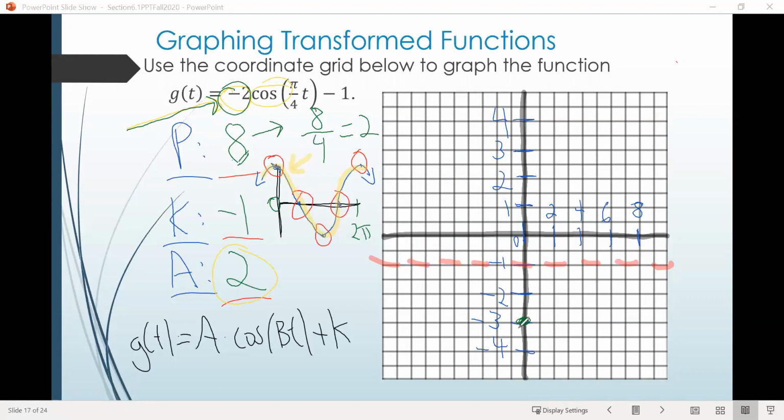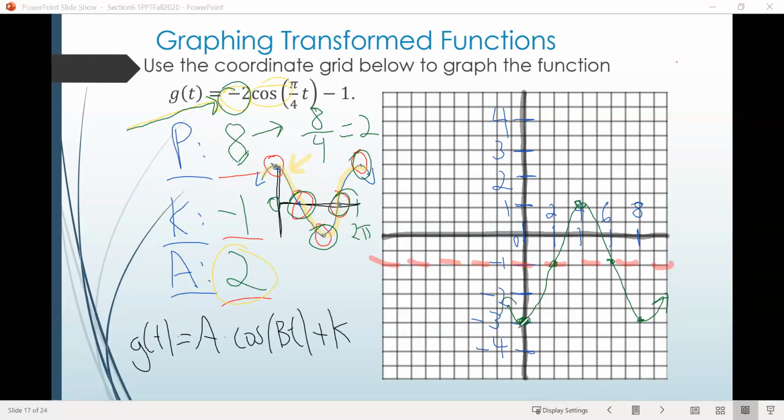And then again, I use that idea that after the initial point, there's 4 important points spaced out evenly. So the next one I see will be on the midline. So that's this one. And then we'll go 2 units up above the midline to correspond to this point. Back down to the midline, corresponding to this point. And then we'll go 2 units below the midline here to correspond to this point. And if I connect those dots, see now we've got a single period of a cosine function that's been reflected and shifted.